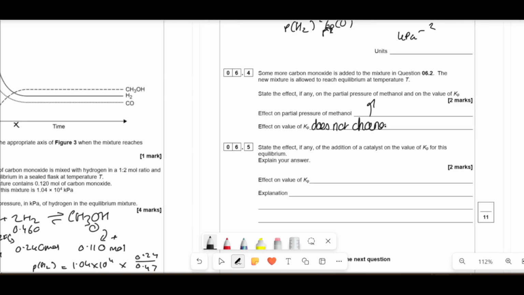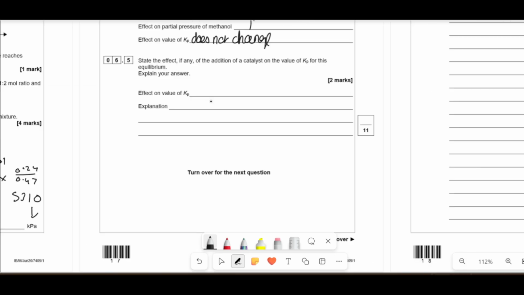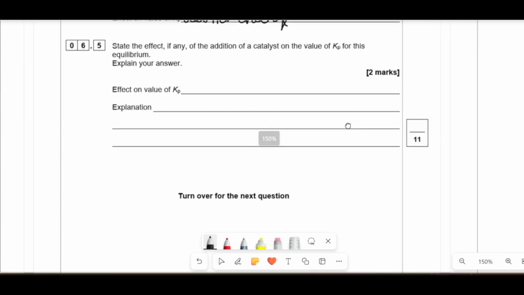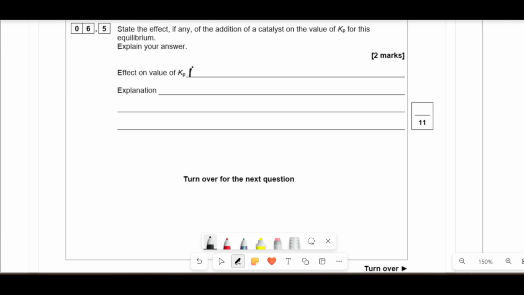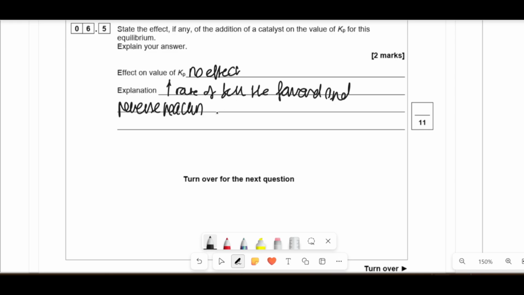The only thing that affects Kp, Ka, Kc, Kw, K, anything in the world is temperature, and literally none of the other ones do. So it says state the effect, if any, of the addition of a catalyst on the value of Kp for the equilibrium. There is absolutely no effect. Why? Because it increases the rate of both the forward and reverse reaction by the same amount.